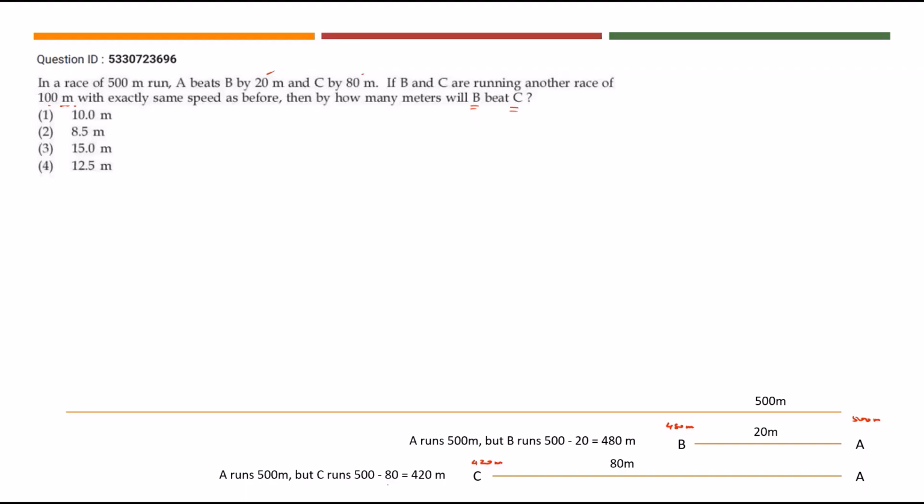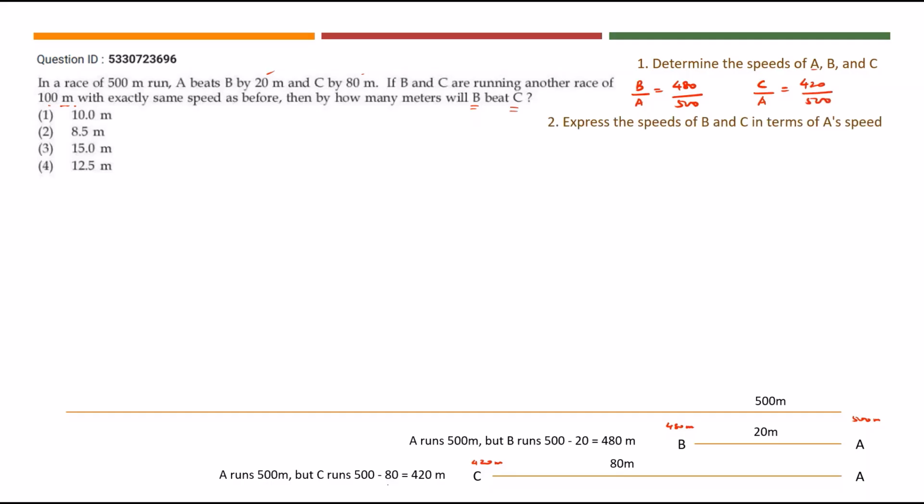First step we have to do is determine the speed of A, B and C. We have to find the ratio of B and A. So how many meters did B run? It ran 480 meters and A ran 500 meters. Then you have to find for C and A. C ran 420 and A ran 500.